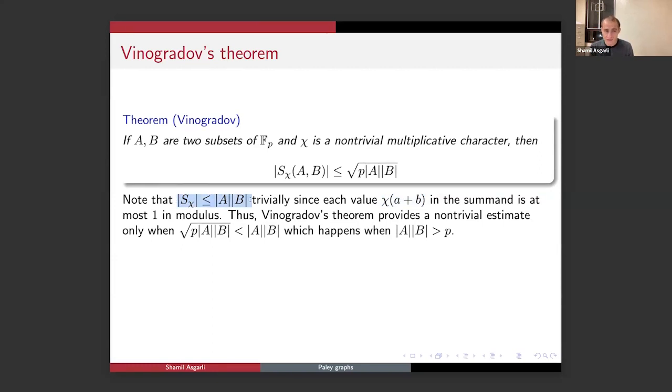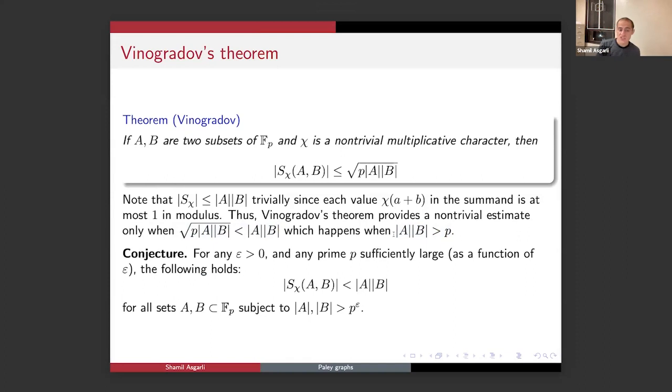Now, because we get this for free, how is Vinogradov's lemma useful? Well, it's only useful if the upper bound furnished by Vinogradov's result is smaller than the trivial upper bound. And that will happen exactly when this inequality is satisfied. If this inequality is satisfied, then Vinogradov's theorem gives a non-trivial upper bound on the character sum. This happens exactly when the size of A times the size of B is bigger than p. So under this range, we have a nice non-trivial character sum estimate due to Vinogradov.